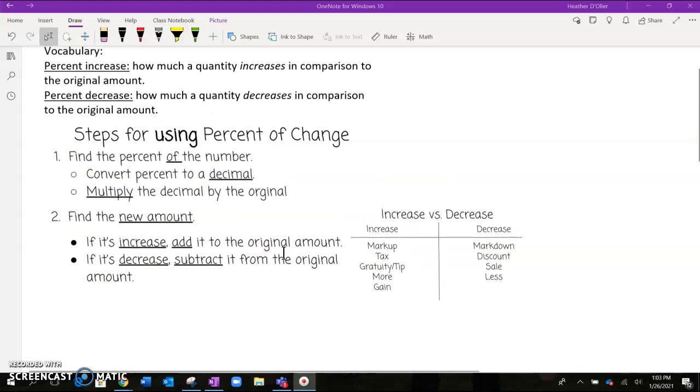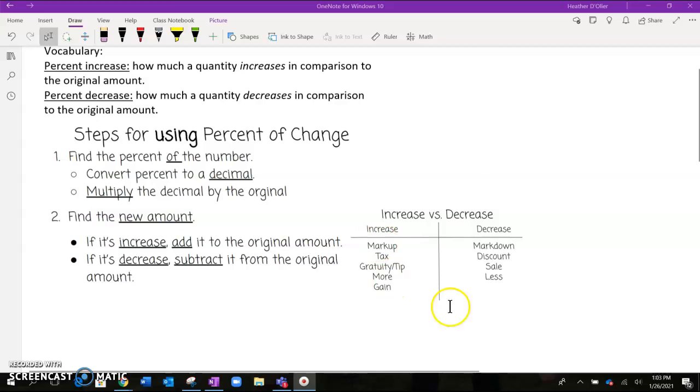Find the percent of the number. We do that by converting the percent to a decimal. Multiply the decimal by the original. Then we find the new amount. If it's an increase, add it. If it's a decrease, subtract it from the original.